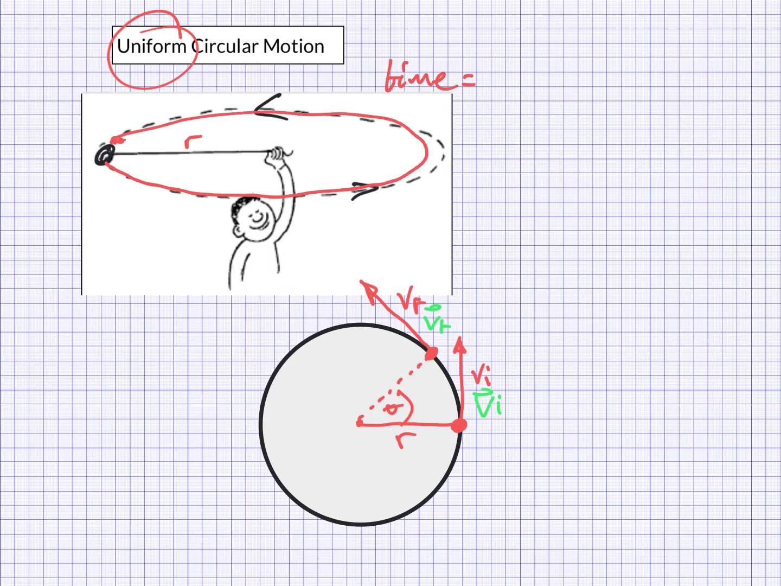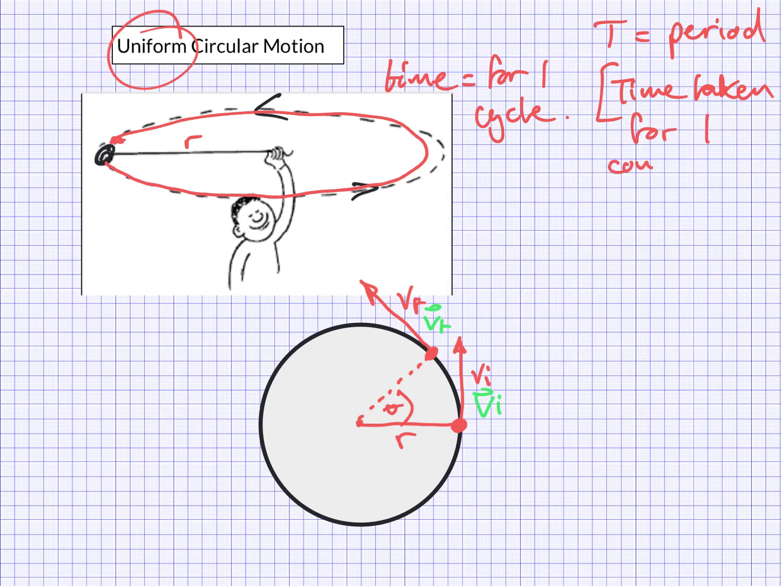So the time for one cycle. This is where we have to think about the difference between period, capital T, and we're going to define period as the time taken for one complete cycle.